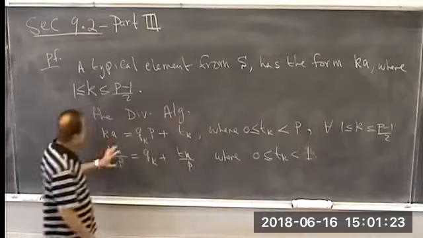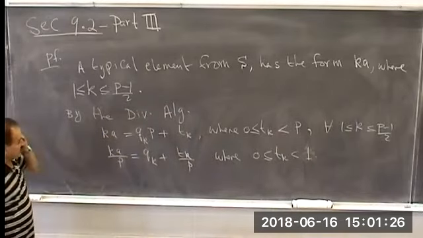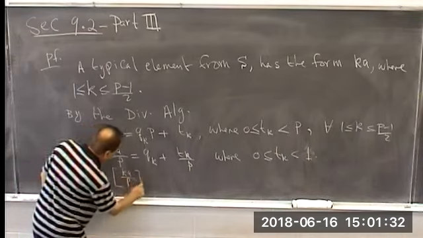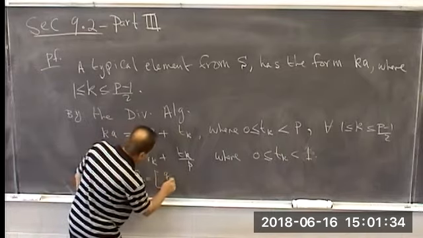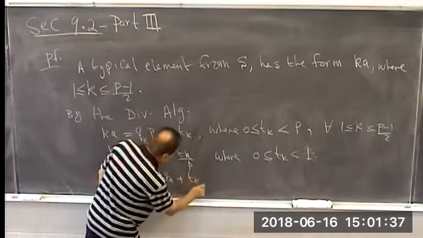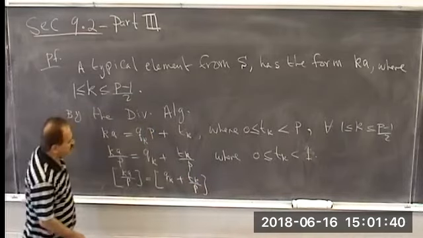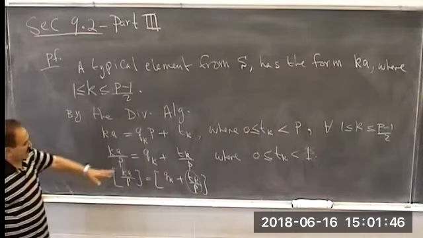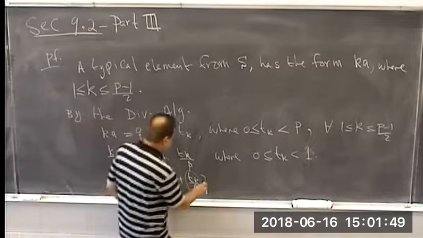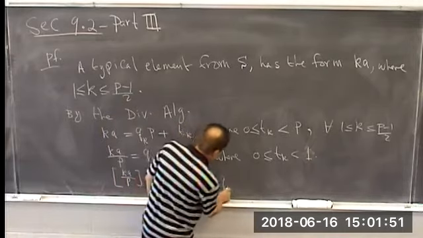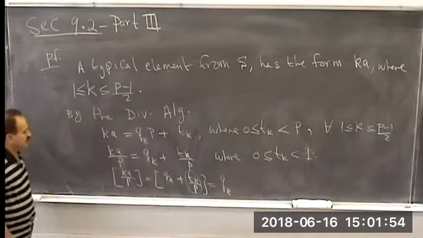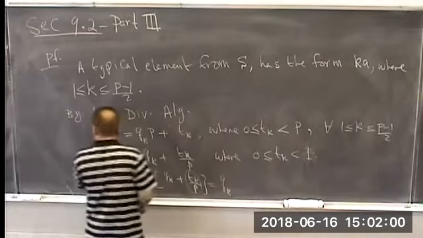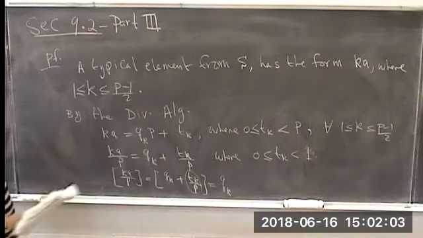Now, by applying the greatest integer function to this equality, the greatest integer of ka over p is equal to Q sub k plus T sub k over p. But since the fractional part, which is T sub k over p, is less than 1, the bracket on this side is equal just to Q sub k, just the integral value of this quotient. So in other words, we can write every element ka in S in this form.